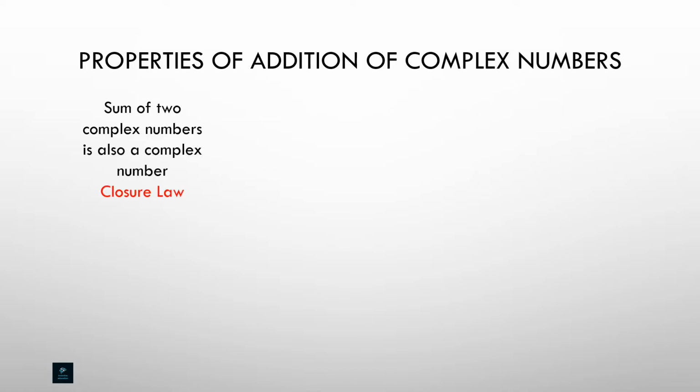Now, there are some properties of addition of complex numbers which we should remember. First is the closure law, which says that the sum of two complex numbers is also a complex number. This is called closure law. The next is commutative law of addition. That means when two complex numbers are added, the order in which they are added is not important. That means z1 plus z2 is equal to z2 plus z1. This is called commutative law of addition.